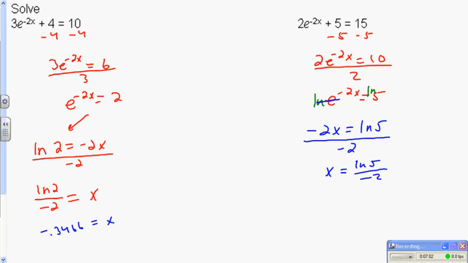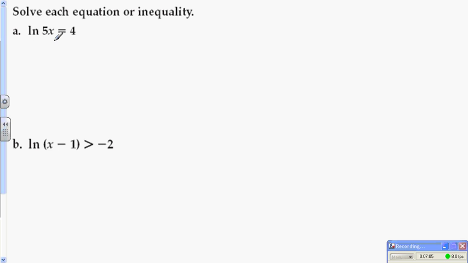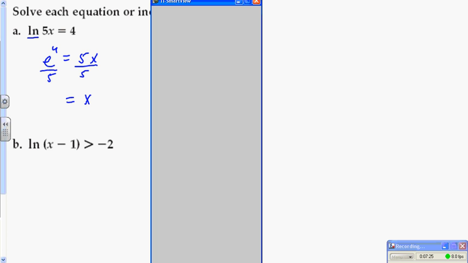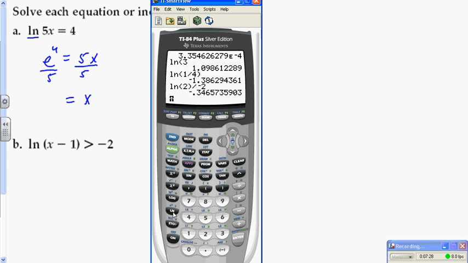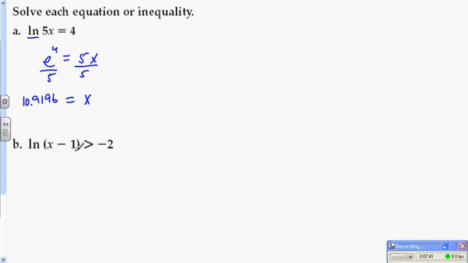All right, well, what if we have this type of equation? Here, it's in natural log form, in logarithmic form, so let's put it in exponential. It's ln, so we're going to go e. When you take the ln of something, you get the power, and that gives you 5x. Divided by 5, and that will be your answer. Let's try that one on our calculator. Second function ln is e to the 4th power, cap it off, divide by 5. That gives 10.9196.